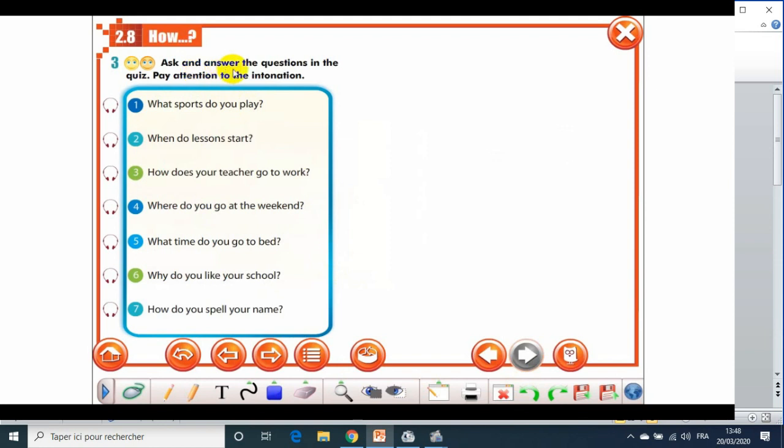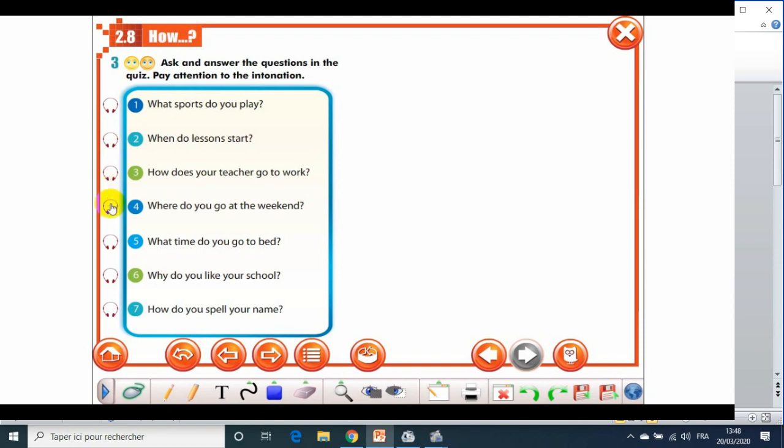Ask and answer the questions in the quiz. Pay attention to the intonation. What sports do you play? I play basketball and football. When do lessons start? Lessons start at 9 a.m. How does your teacher go to work? She goes to work by car.